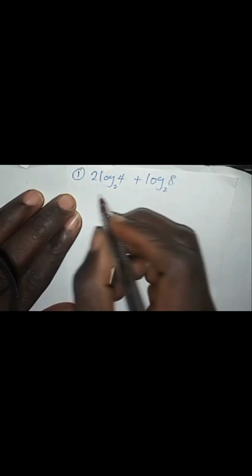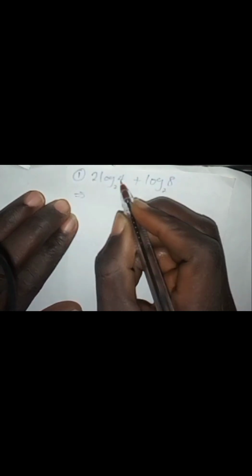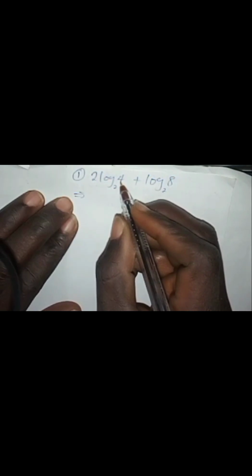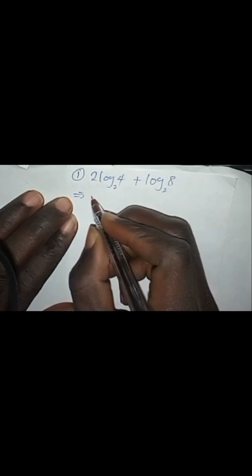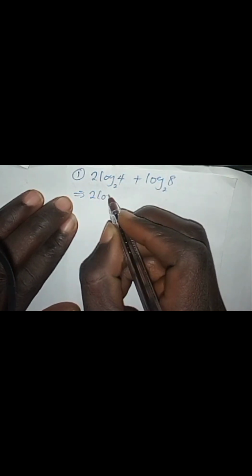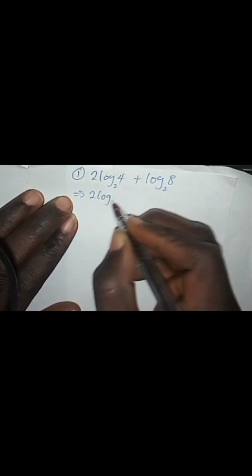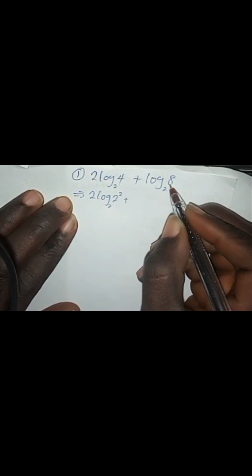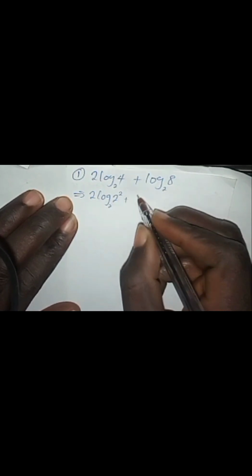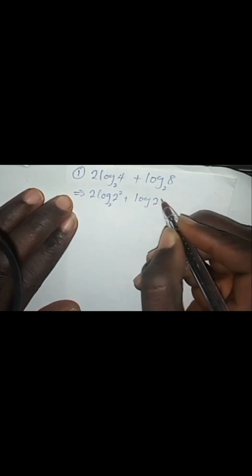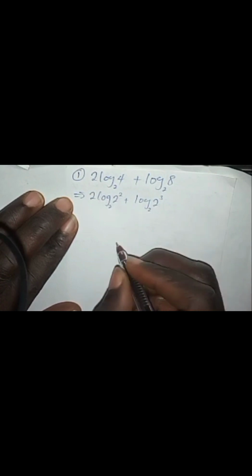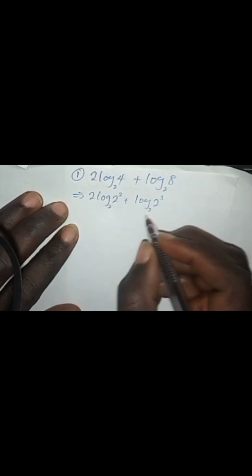Therefore, we are going to simplify it. From here, we are going to express this in index form. We know that 4 is the same as 2 to the power 2. Here we have 2 log 2 raised to the power 2 base 2 plus, here also can be expressed in index form, that is log 2 raised to the power 3. We know that 2 times 2 times 2 is the same thing as 8, which is 2 raised to the power 3, and here we have our base.